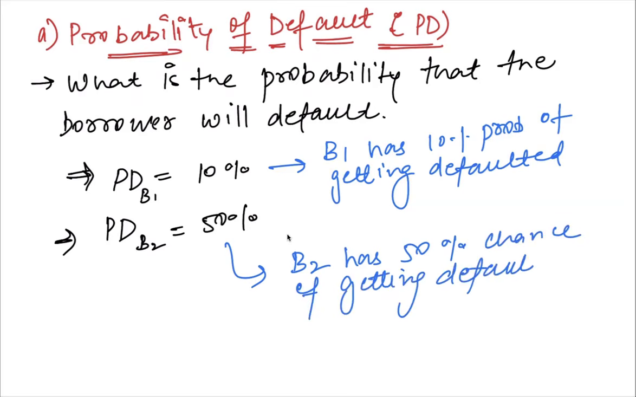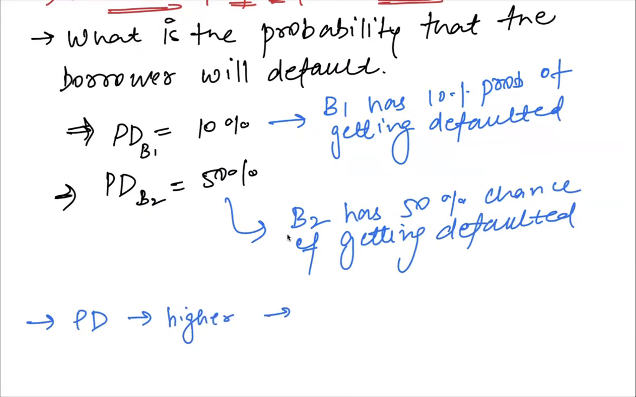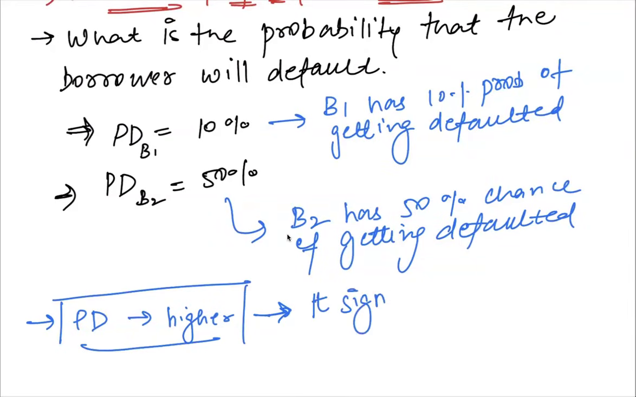So tell me one thing. If the probability of default is higher, does that signify higher credit risk? The answer is yes. If the probability of default is higher, it signifies higher credit risk.